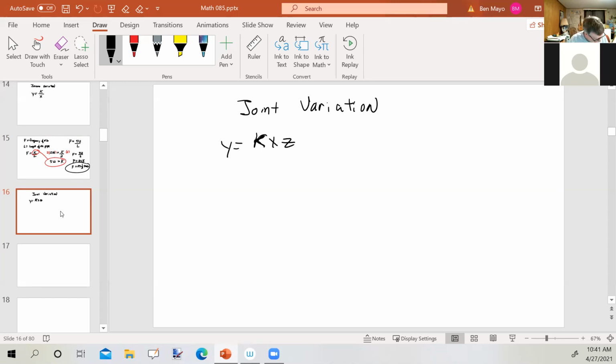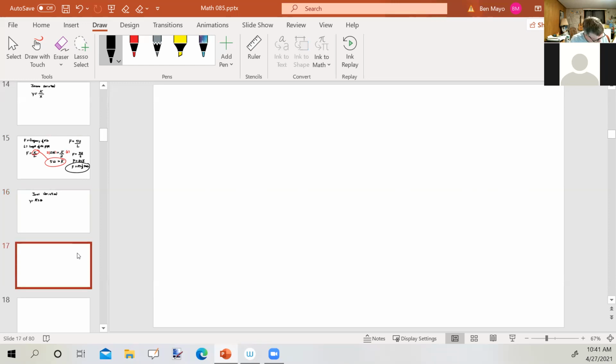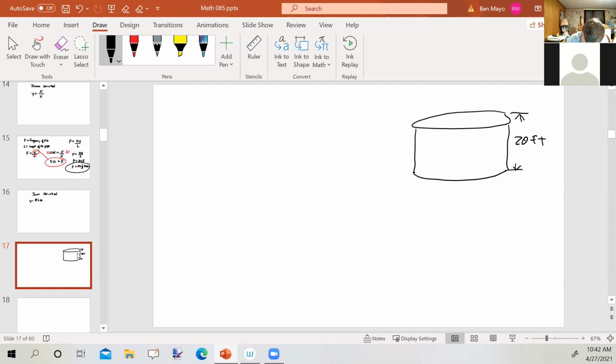Oil storage. It says the number of gallons of oil that can be stored in a cylindrical tank varies jointly as the height of the tank and the square of the radius of its base. So we've got this oil storage tank, and they're going to tell us from the drawing that I'm going to recreate here that the height is 20 feet and the diameter is 15 feet.